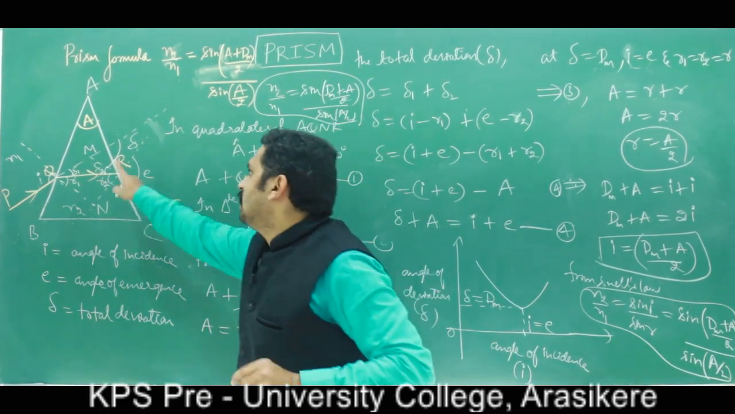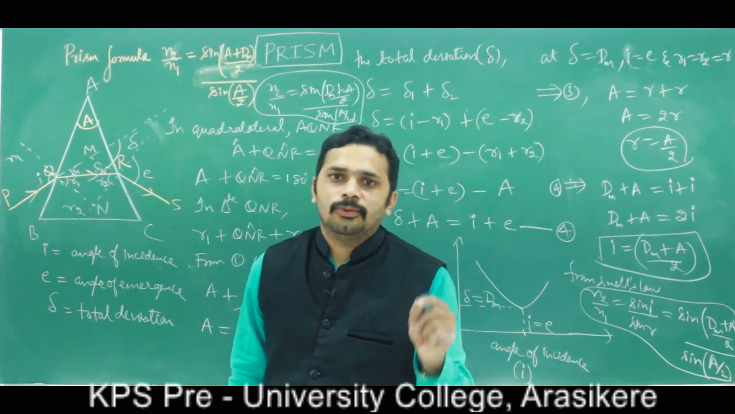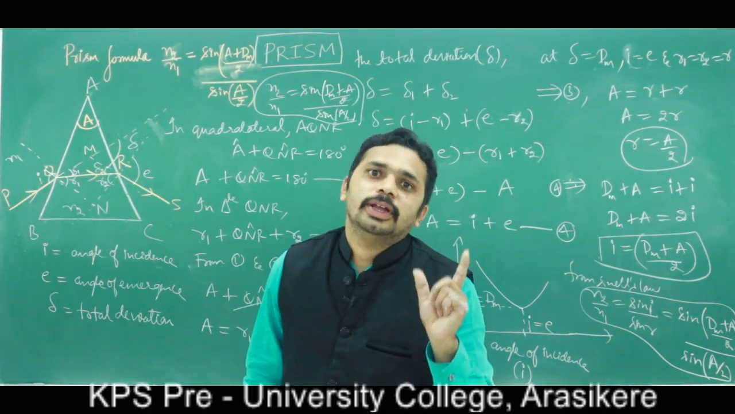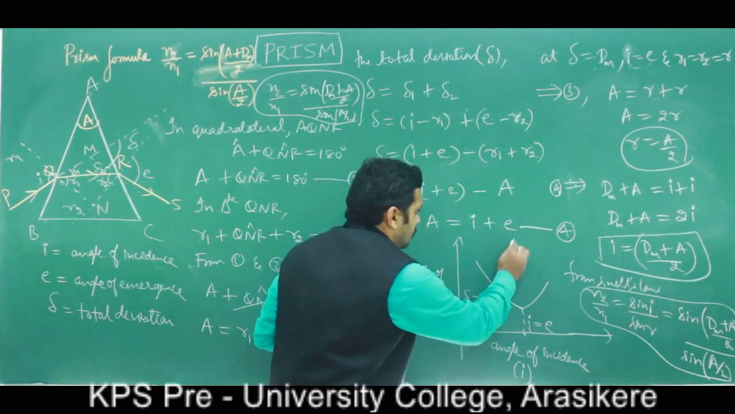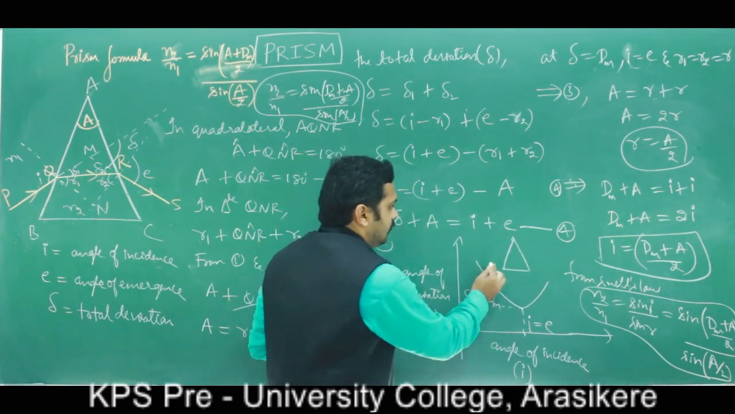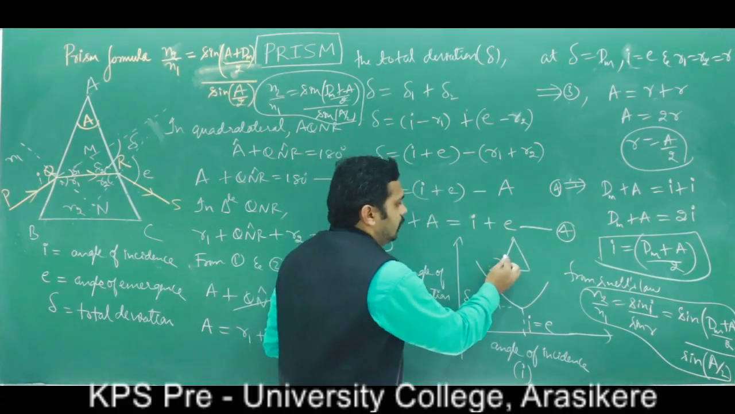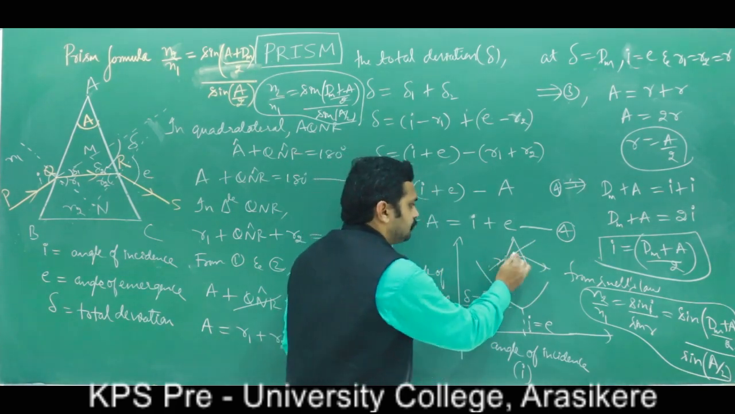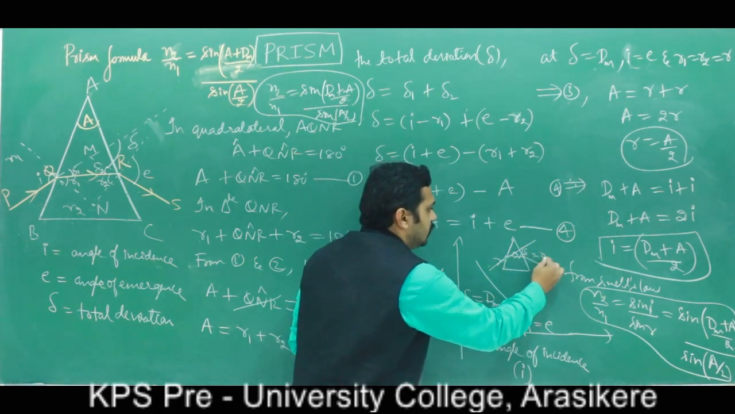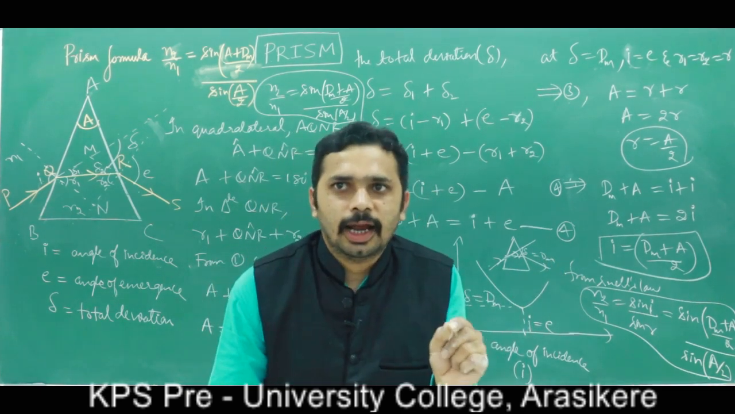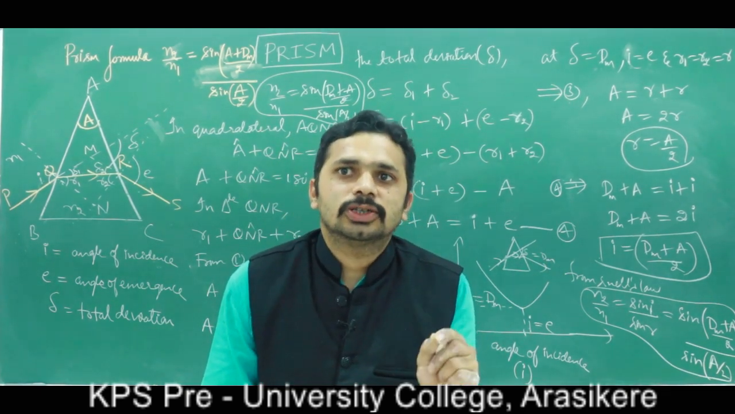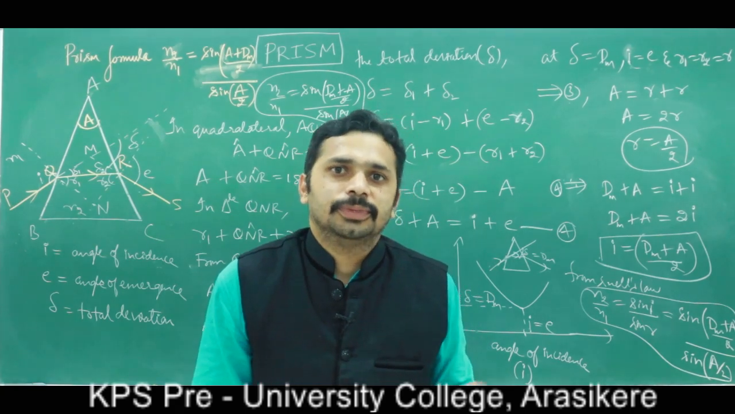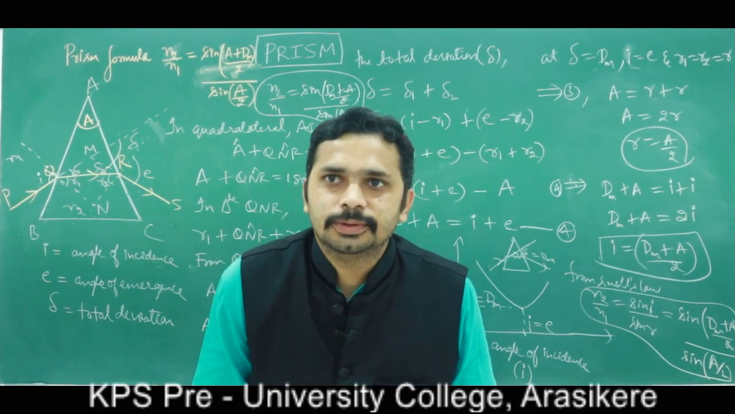What is A? A is the angle of the prism. What is dm? The angle of minimum deviation. Look here once again: this is the incident ray, this is the refracted ray, this is the emergent ray. For every prism, at one particular angle the deviation is minimum. That is called the angle of minimum deviation. This is the very important prism formula.